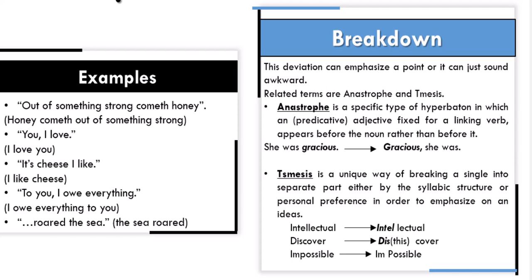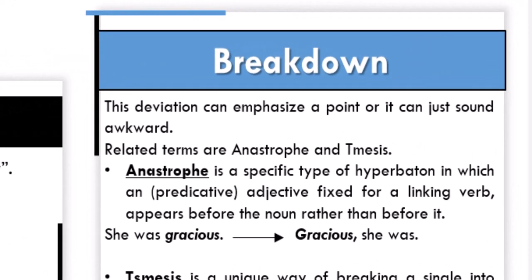Anastrophe is a specific type of hyperbaton in which a predicative adjective for a linking verb appears before the noun rather than after it. Okay, so let's take a look at this. She was gracious. Gracious is an adjective there, it's coming after a linking verb was, but we rearrange it to become gracious she was. Okay, and that's a form of anastrophe.